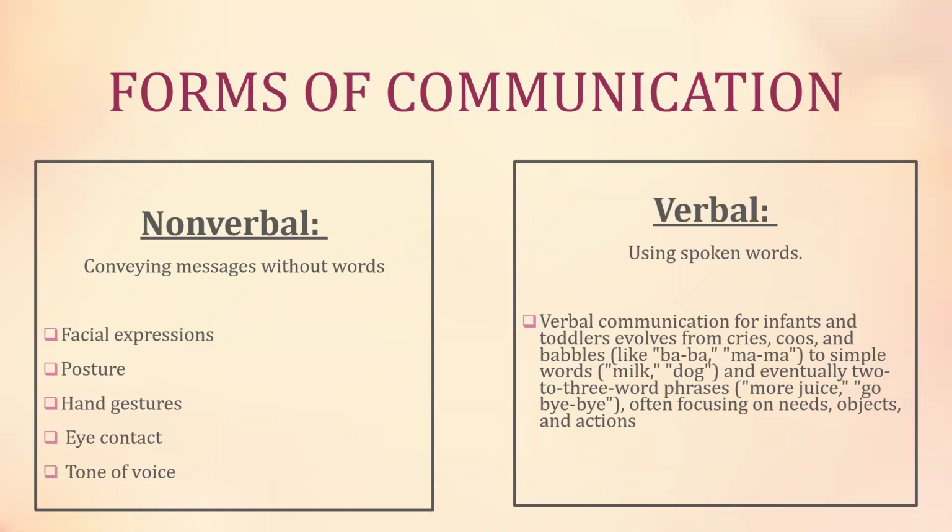Verbal communication for infants and toddlers evolves from cries, coos, and babbles like baba, mama, to simple words like milk and dog, and eventually 2 to 3 word phrases like more juice, go bye-bye. This is often focusing on needs, objects, and actions.